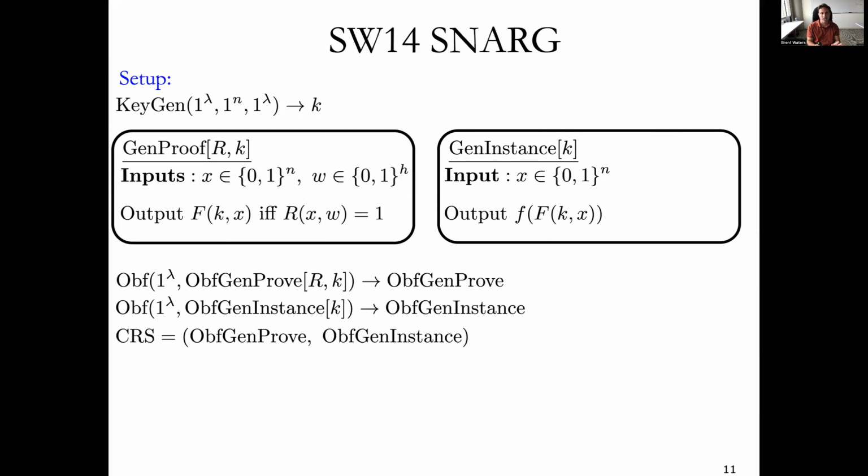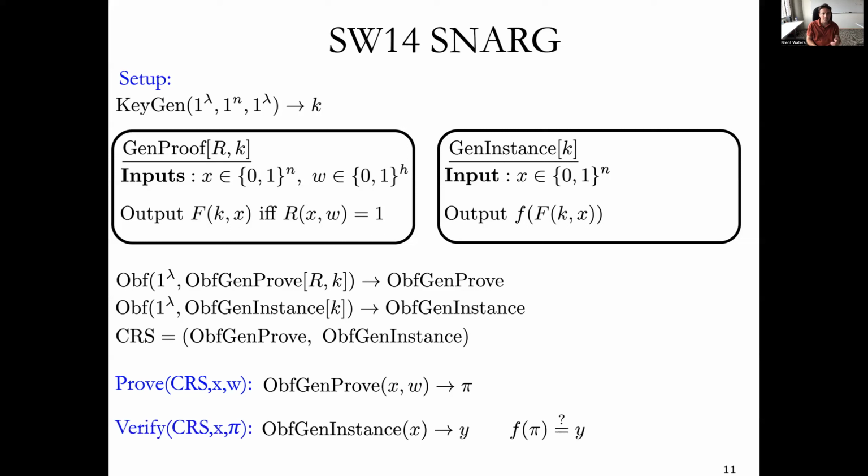Now, if I were to give these programs out in the clear, this system would be completely insecure. So instead, what I'm going to do is obfuscate both of these programs and give that obfuscation as part of the common reference string. And to prove and verify is now pretty easy. To prove, all I do is simply take my statement X and W and run it into the obfuscated program. It gives me a proof pi, assuming it was a correct witness. And then to verify, I give as input the statement to this gen instance program.